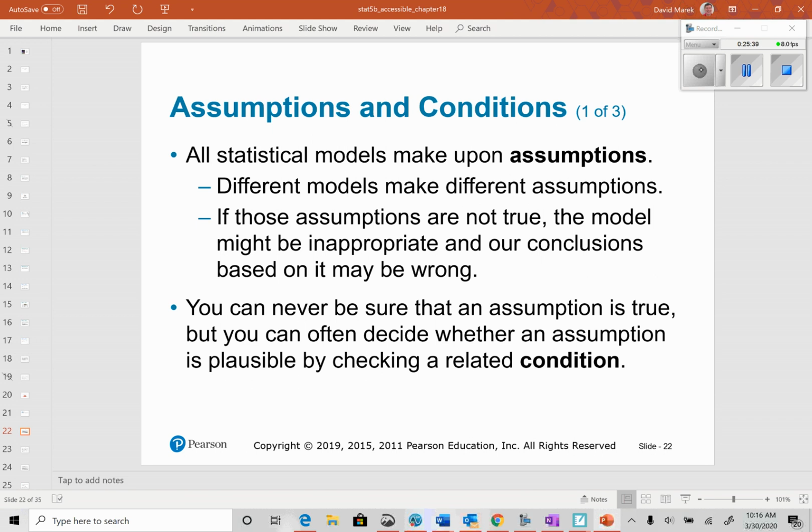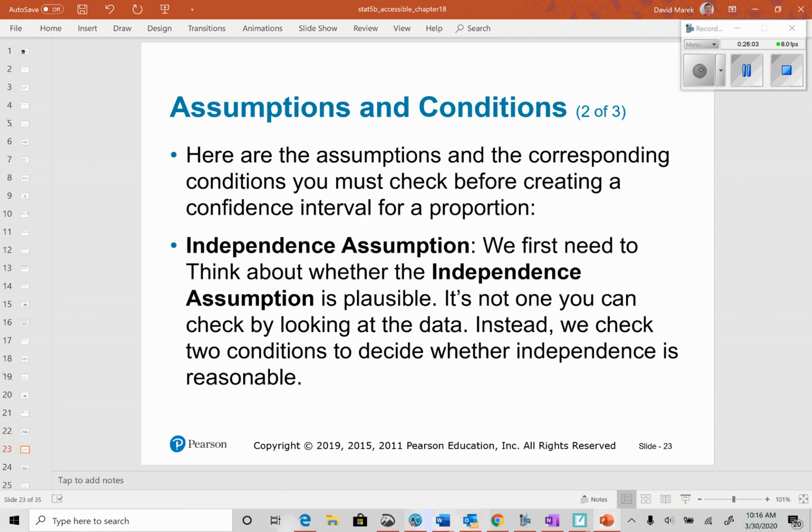We have to check certain conditions. And again, I keep going back to this. I hope you're not sick of hearing me say this. On the exam, you are going to have to write out and comment on every single one of these conditions to verify that the model you're going to use is going to be reasonable.